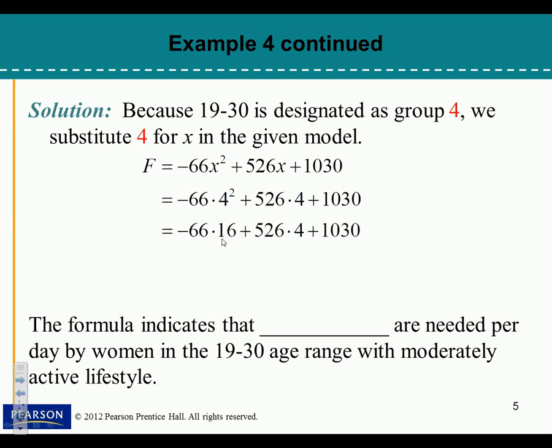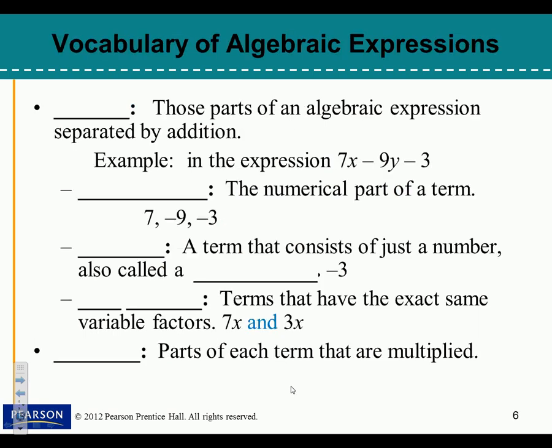We do our exponents first. So 4 squared is 16. We carry everything else down. And then we do our multiplication. And then we add. So the formula indicates that there are 2,078 calories that are needed per day by women in the 19 to 30 age range with a moderately active lifestyle. Okay? So you'll get to practice some of those.